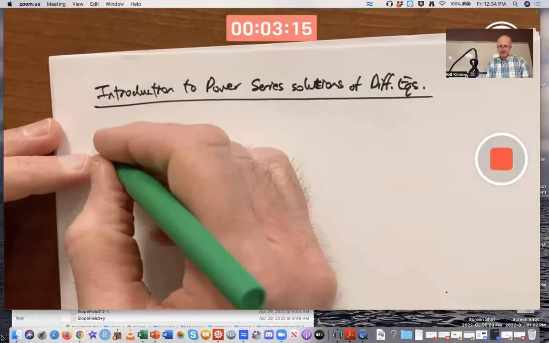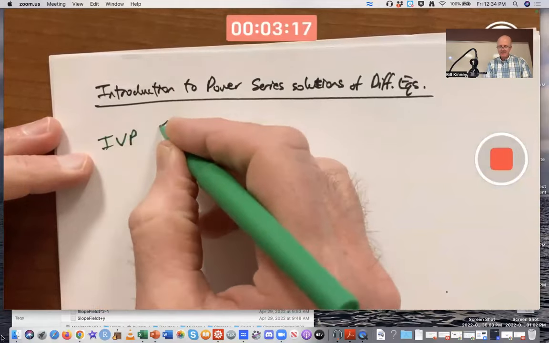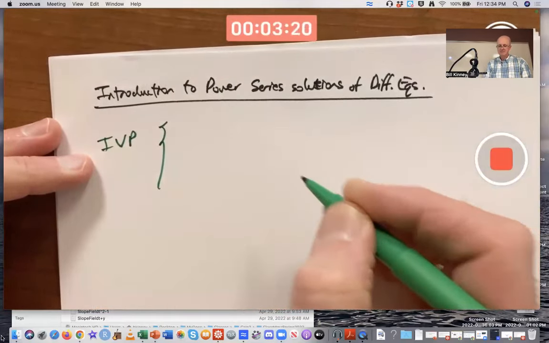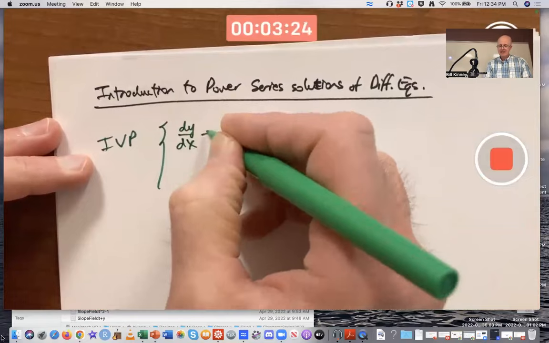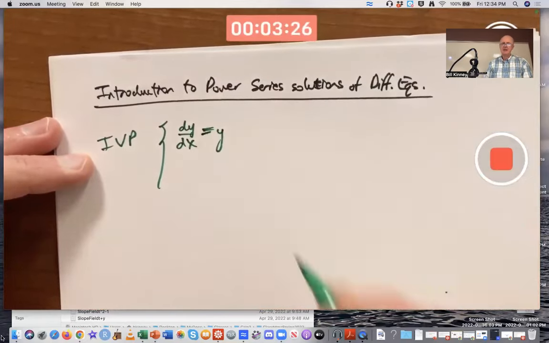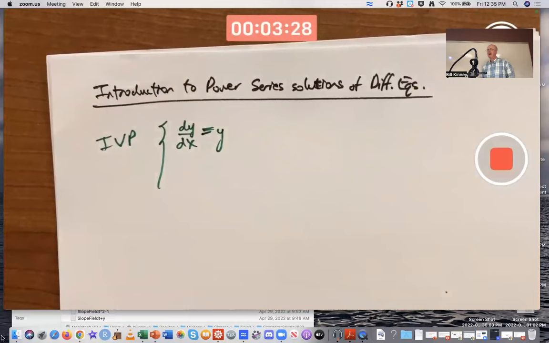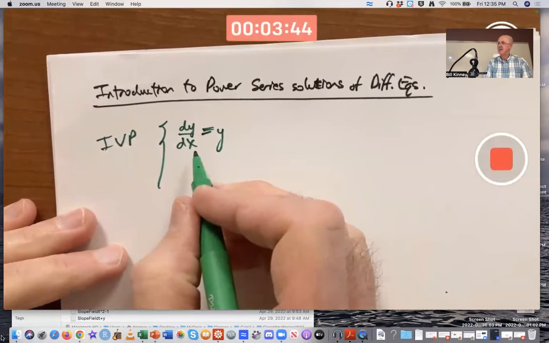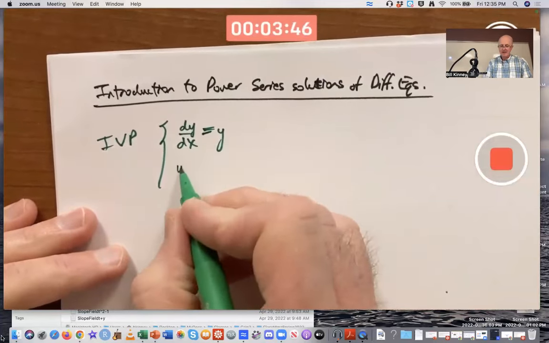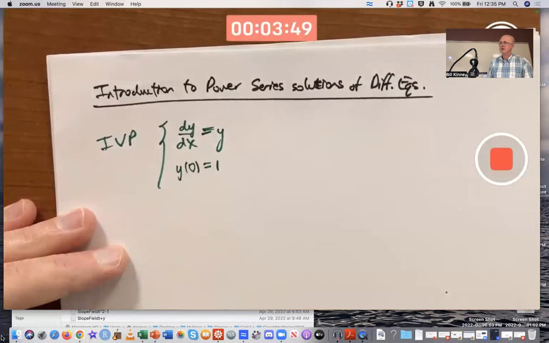So let's consider an initial value problem, IVP. And let's make it fairly simple. Let's say dy/dx equals y. I'm purposely making my independent variable x now, even though we usually use t, just for emphasis that you can. There are certainly some applications where time is not the independent variable, and you might prefer using x. But the assumption here is that x is independent and y is dependent. And let's say y of 0 equals 1.